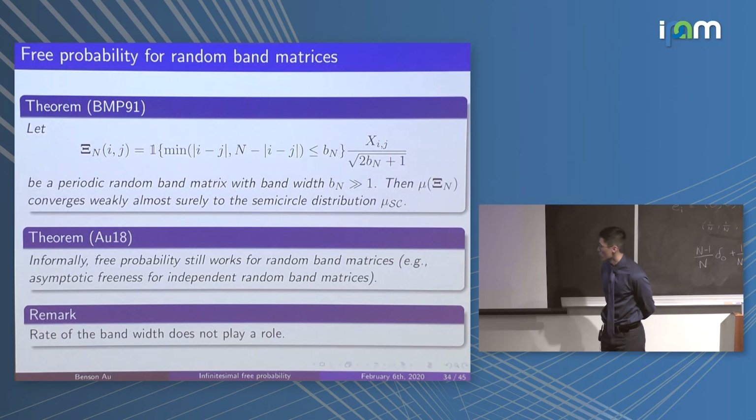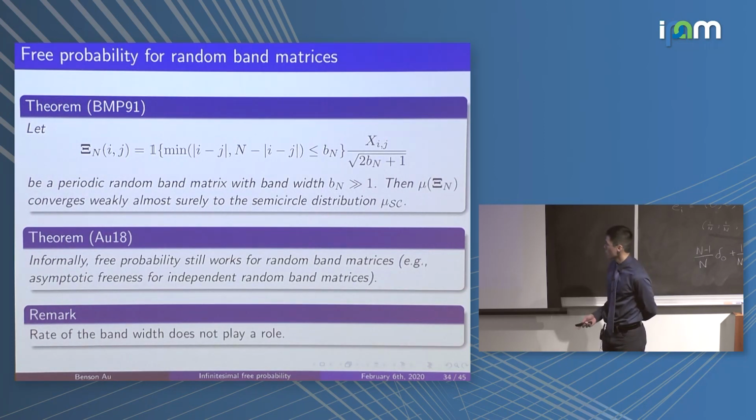In particular, the rate of the bandwidth does not play a role. You get freeness as long as the bandwidths are growing to infinity. They could be growing to infinity at different scales. One could be growing at n to the 3/4, the other could be growing at n to the 1/4. The two of them will still be asymptotically free.